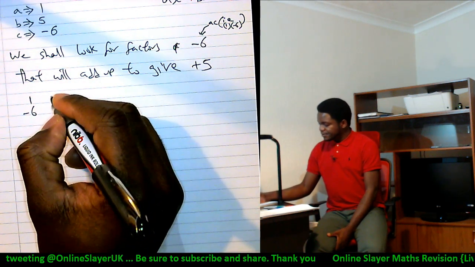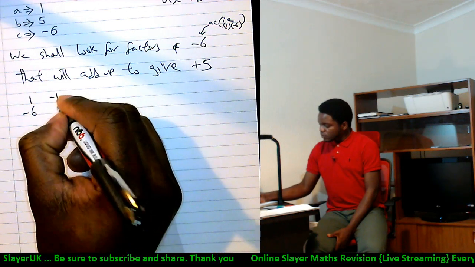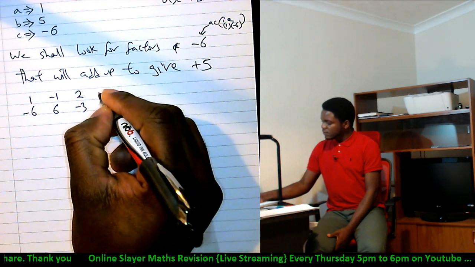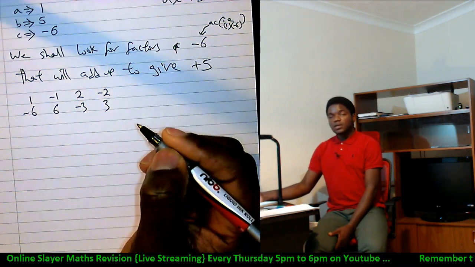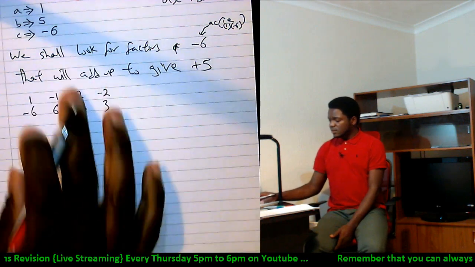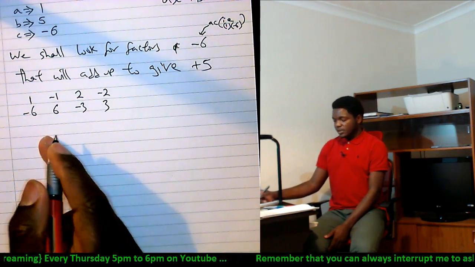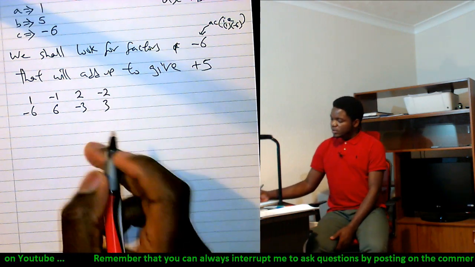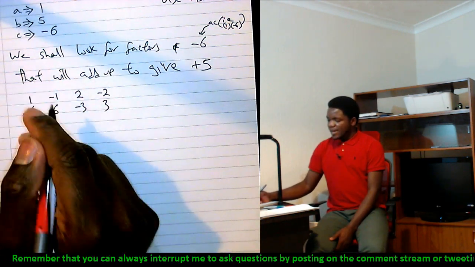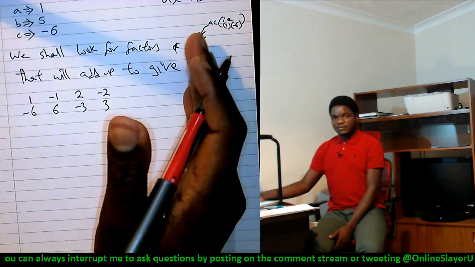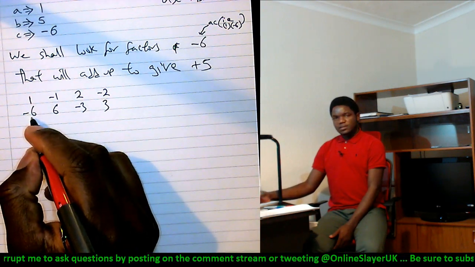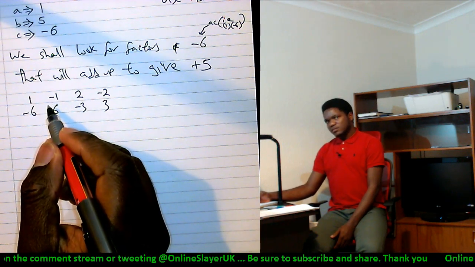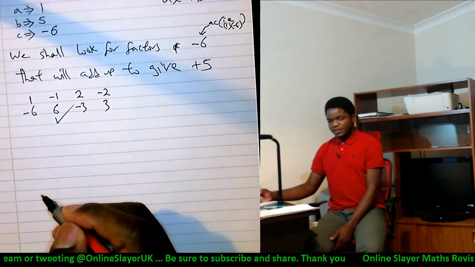You've got minus 1 times 6. You've got 2 times minus 3. You've got minus 2 times 3. What else? Nothing. These are the factors, right? 1 times minus 6, minus 1 times 6, 2 times minus 3, minus 2 times 3. Which of these guys shall we add up and get plus 5? 1 plus minus 6 is minus 5. No. Minus 1 plus 6 is plus 5. So this is the guy.